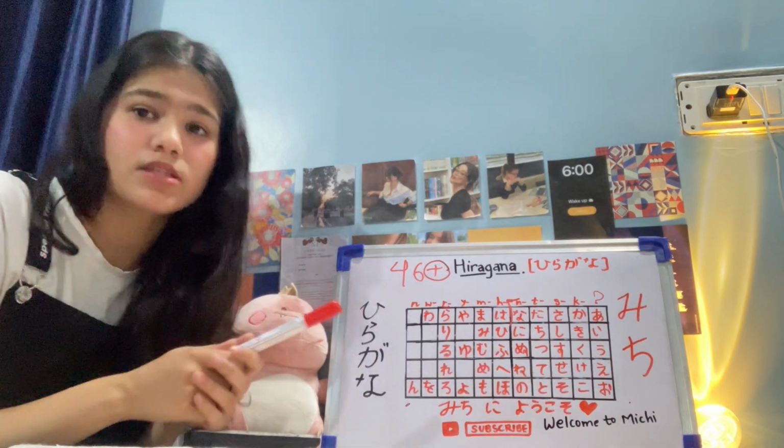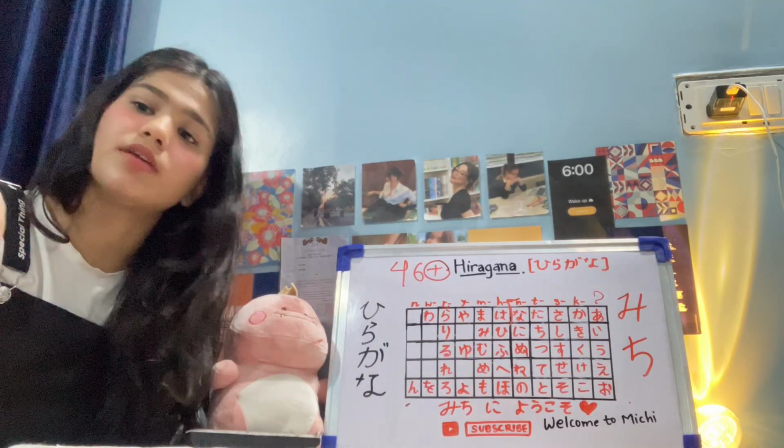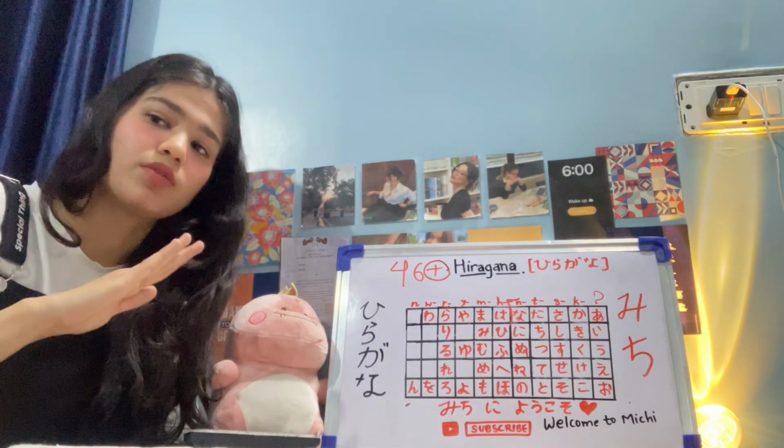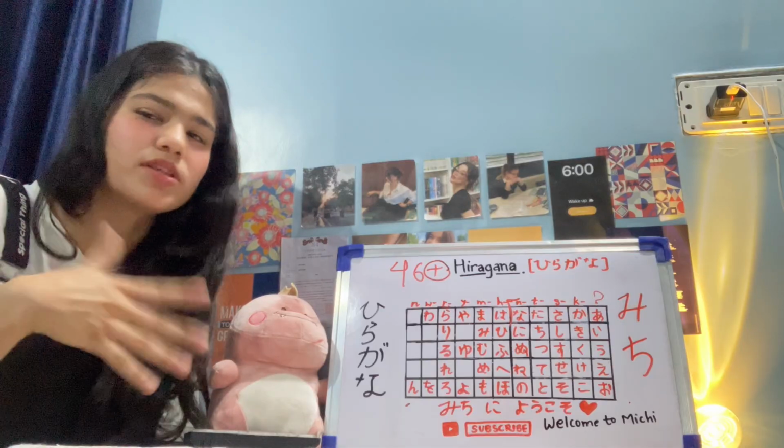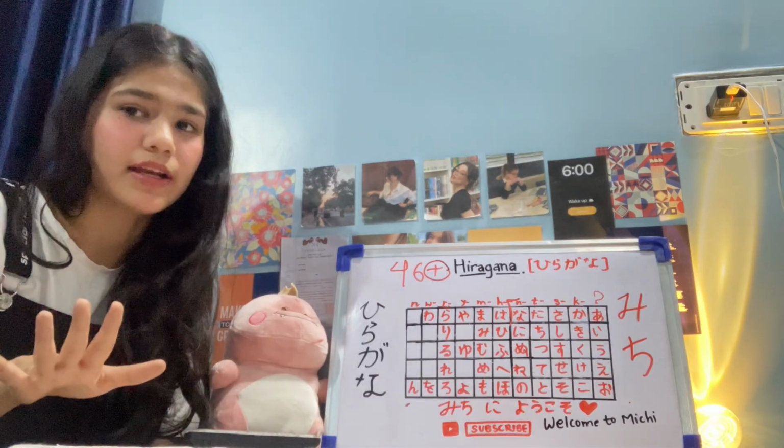We have 11 lines. We have 1 line of vowels, and the further lines are consonant plus vowel, following the same pattern. There are some exceptions, although, but we're going to cover that as well. So let's get into the video.